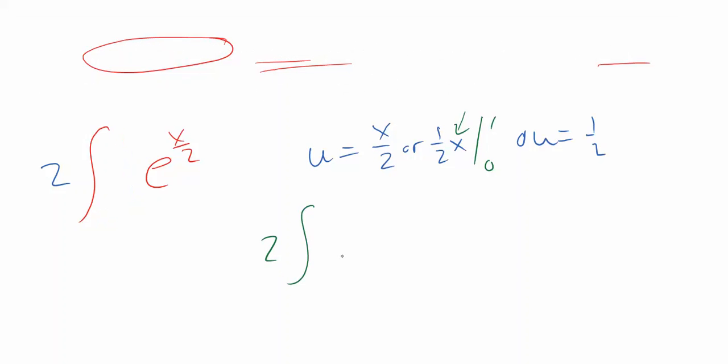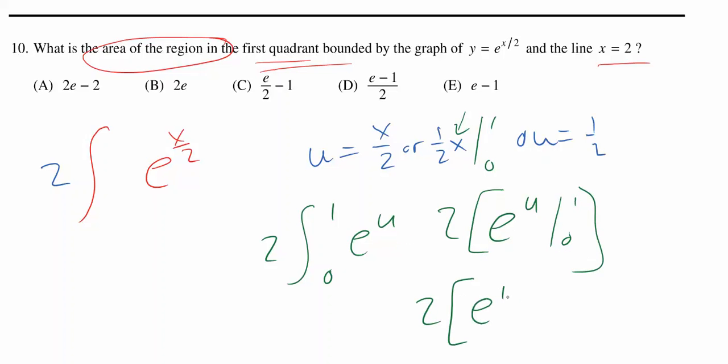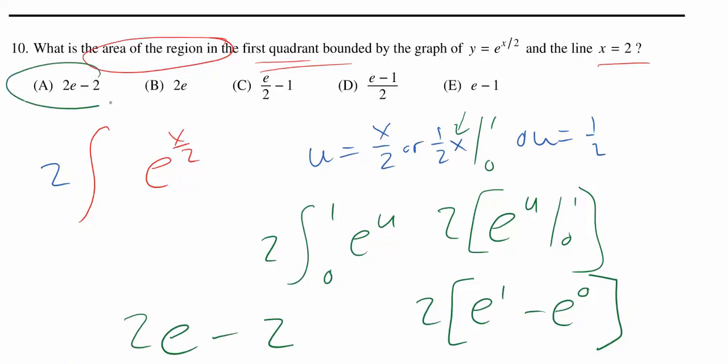So my 2 times the integral from 0 to 1 of e to the u. The antiderivative of e to the u is e to the u, from 0 to 1. Put the numbers in. e to the 1 minus e to the 0. That's got to be 2e minus 2. There it is. All right, click on to the next video.